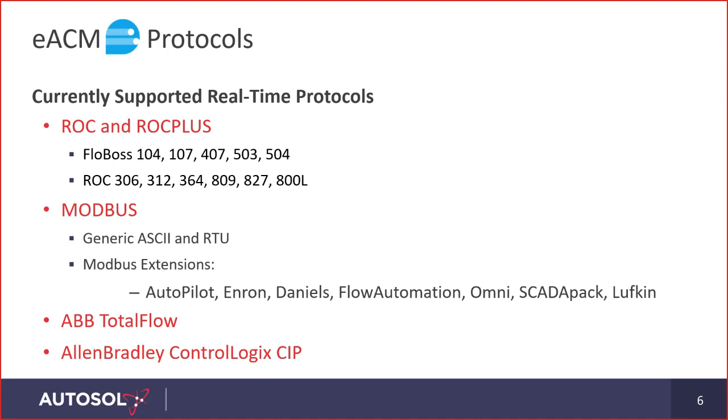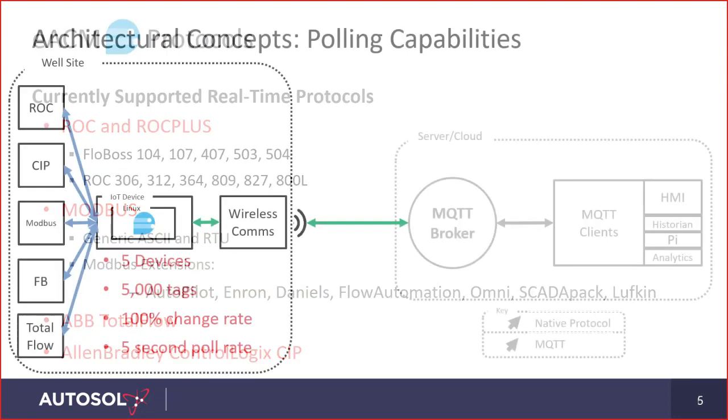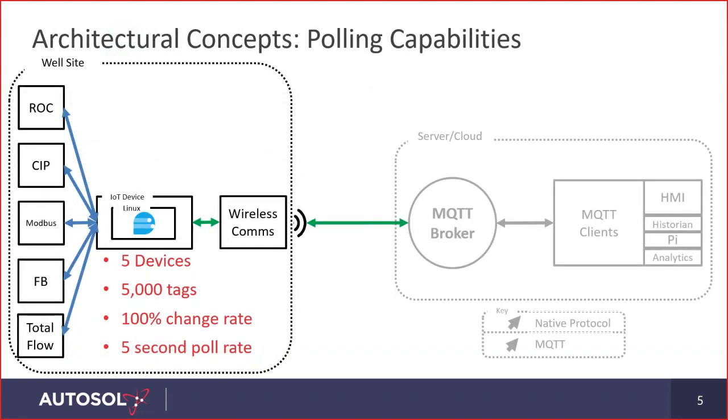So that's the field side, right? And eACM is basically going to be polling these end devices all at once, converting them from the native protocol to MQTT and sending them up. And of course, you can mix and match. One of the white papers we have out, we've got 2 ControlLogix and 3 ROCs for each site. And those are, of course, sending it back up to a clear SCADA system.